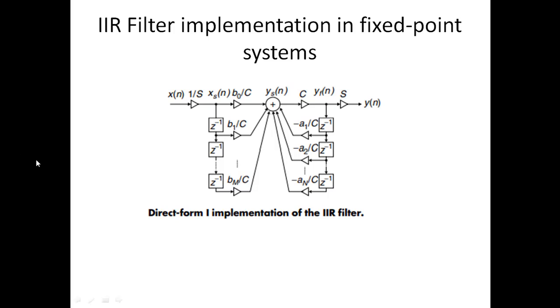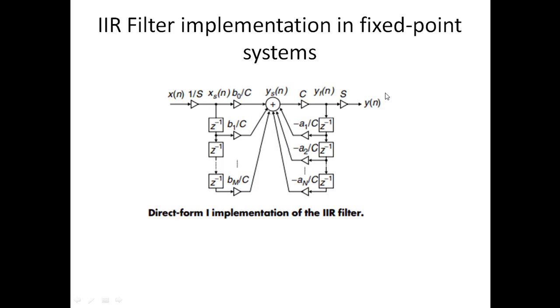The generalized representation of the direct form 1 implementation of an IIR filter is something like this. So we have x of n. In case it is out of range, we are going to scale it by a factor of 1 by S, and the output of that we get as xs of n. Now since it is an IIR system, we will have numerator coefficients b's and denominator coefficients a's. Now all these numerator and denominator coefficients are scaled by a factor of capital C, and this adder output is called ys of n, which is basically a scaled version of the output. Now yf of n is the output for the forward path, and y of n is the actual output.